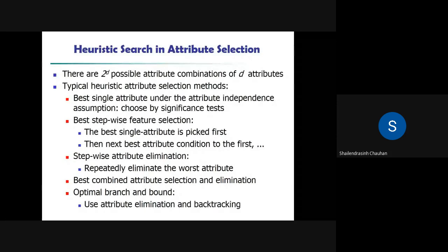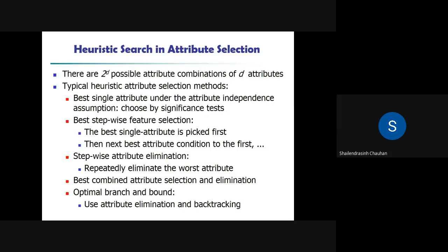Typical heuristic attribute selection methods are, first, the best single attribute under the attribute independence assumption, where you select whichever attributes are independent and best. Then best stepwise feature selection. You go through each attribute, and whichever attribute has the best features and provides more information, you can choose. So the best single attribute is picked first, and then the next best attribute conditioned on the first, and so on through the rest of the combinations.